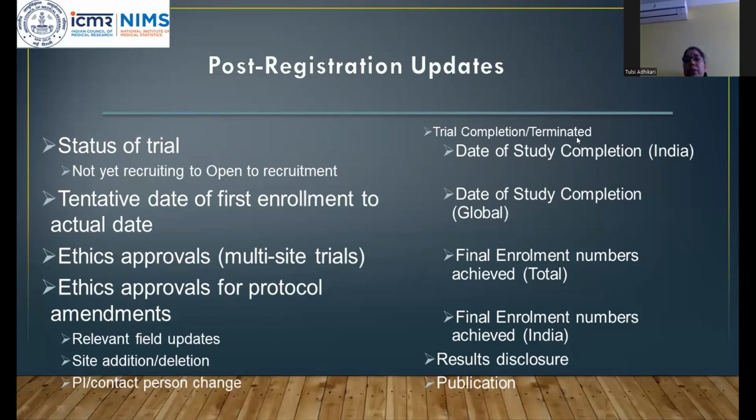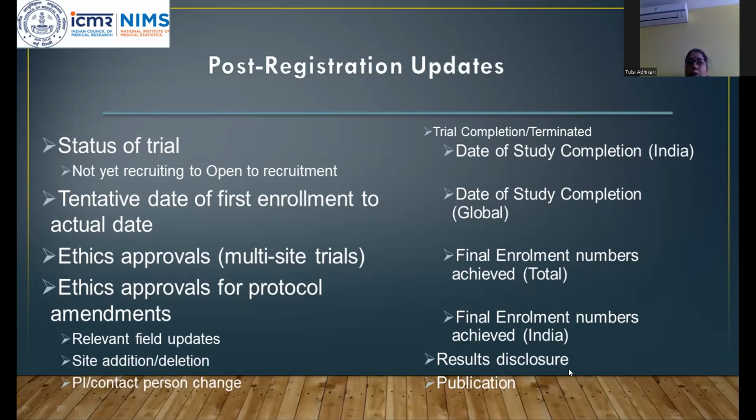The trial completion termination: if the trial is complete, the date of study completion should be mentioned in the trial completion termination dataset items. And then we have the date of study completion also, global and Indian, and then the final enrollment number achieved. Suppose initially you had given a sample size of 100, maybe you could complete only 90, or there was some loss to follow up. So finally, the final enrollment number achieved you have to enter. There's a separate dataset item for this one, for total and for India also.